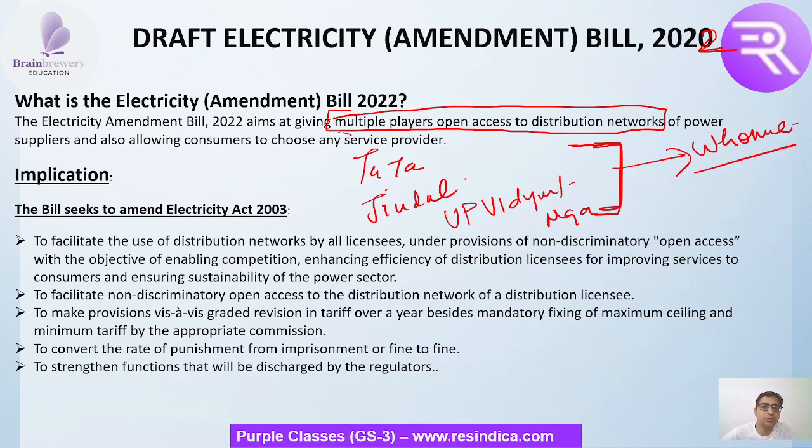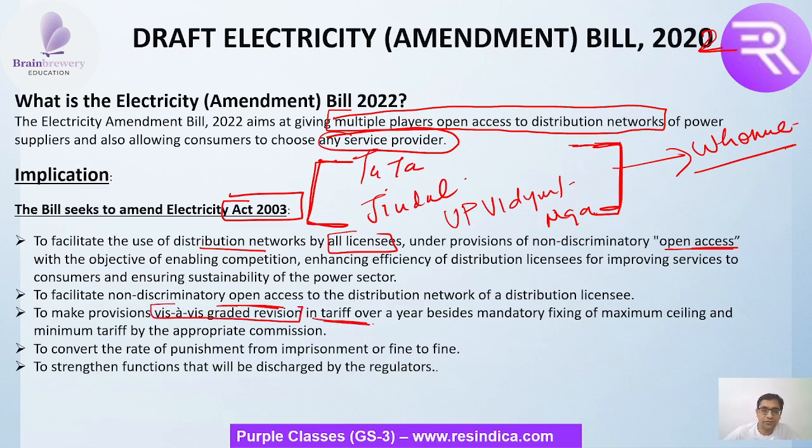So here we can choose our supply service provider. This is again going to be an amendment that is coming. Earlier, whoever was providing supply in an area, we had to take supply from them, but now the government is focusing on giving customers a choice of whom they want their supply from. This will enhance the revenue and the service quality of the whole electricity sector. The bill seeks to amend the Act of 2003, where the distribution network will have non-discriminatory open access for all licensed players, provision for graded revision of tariff, and conversion of the punishment from imprisonment to fine.